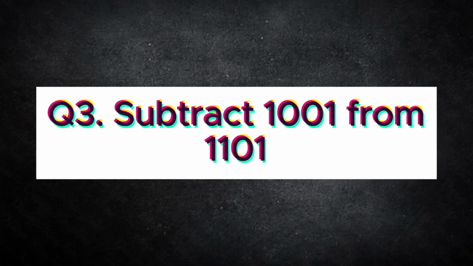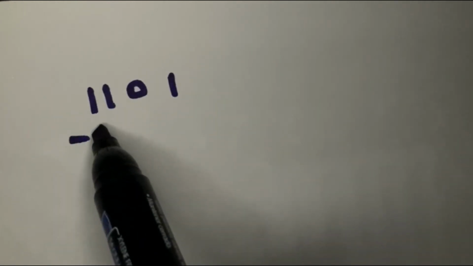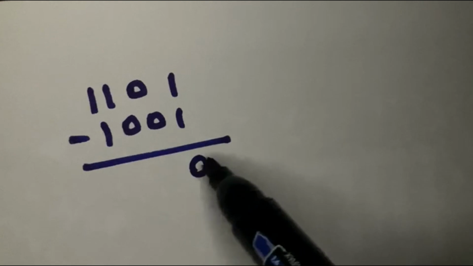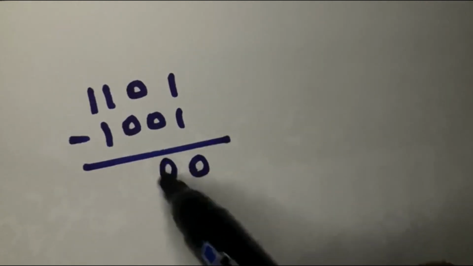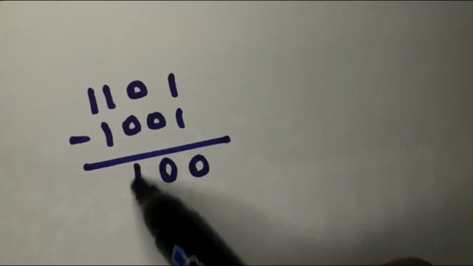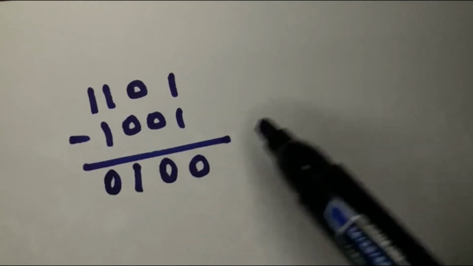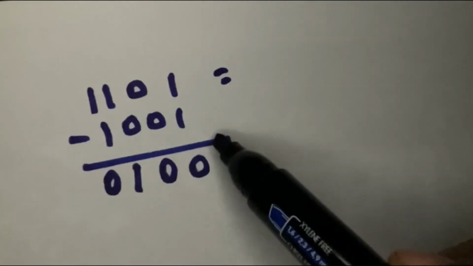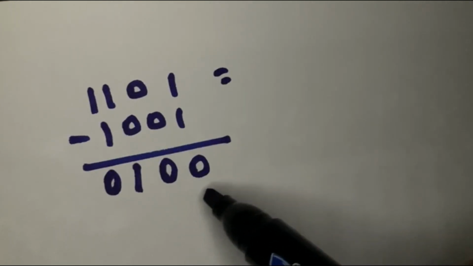Our third example will be subtracting 1101 minus 1001. Okay, so 1 minus 1 is 0. 0 minus 0 is 0. 1 minus 0 is 1. 1 minus 1, 0. So 1101 minus 1001 will be 100.